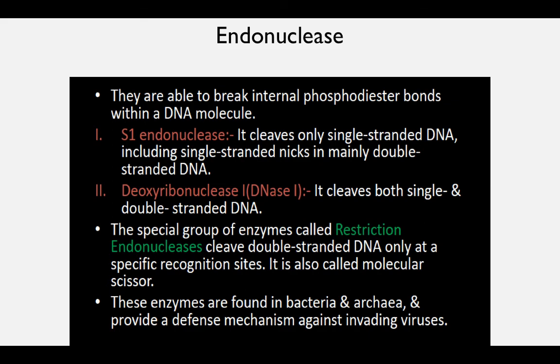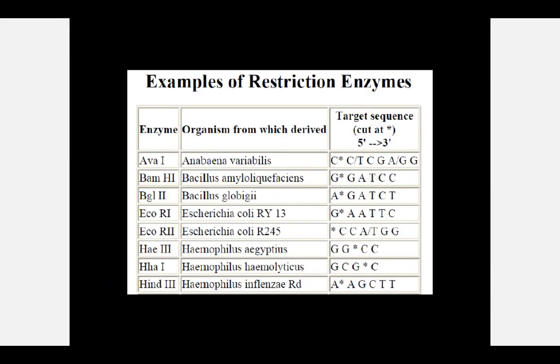Now let us see some more examples of restriction enzymes. You are able to see these different examples of restriction enzymes: AvaI, BamHI, BglII, EcoRI, EcoRII, HaeIII, HhaI, HindIII. Now you are able to see from which organism they are derived, right?